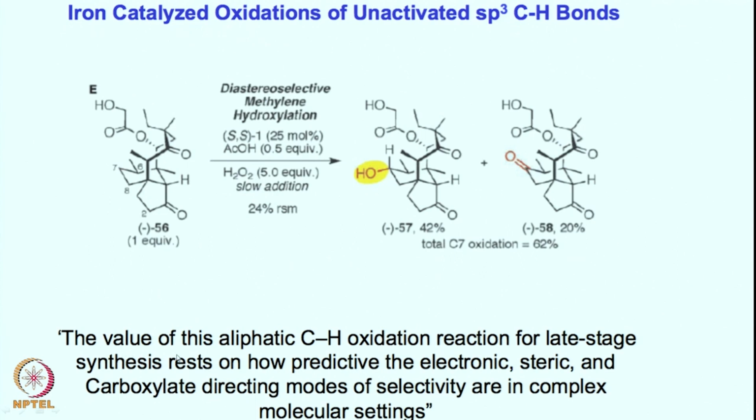So, in this type of chemistry, just let me conclude by saying that the value of this aliphatic CH hydroxylation or CH oxidation reaction for late stage synthesis rests on how predictive the electronic, steric and carboxylate directing modes of selectivity are in complex molecular settings. In other words, the more complex the substrate is, the better it is for the active species to do the chemistry selectively. With this, we will come back again. Thank you very much.